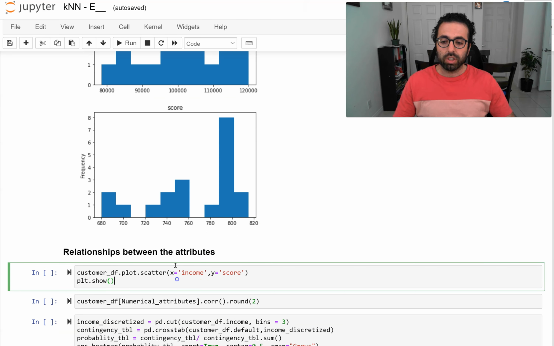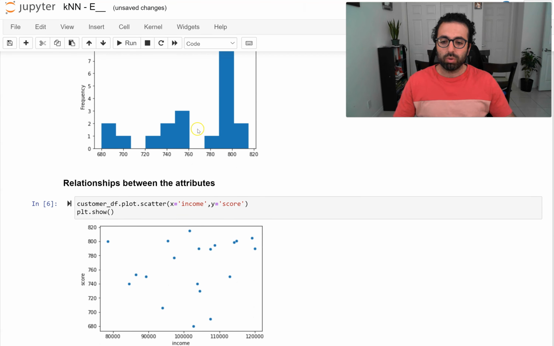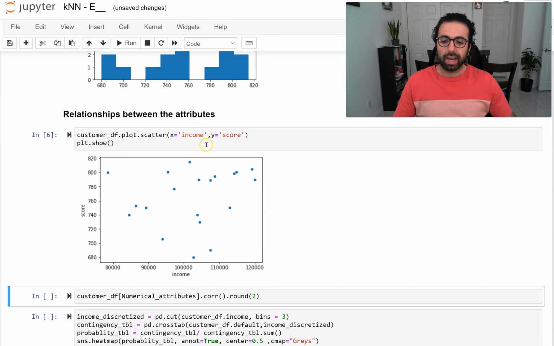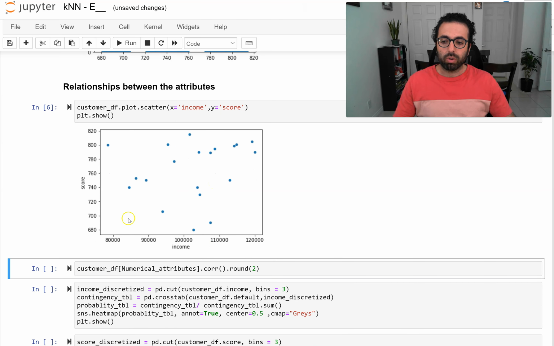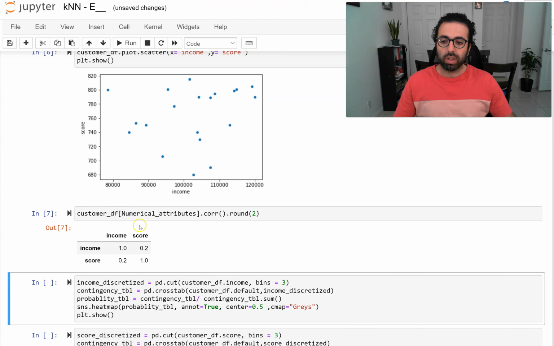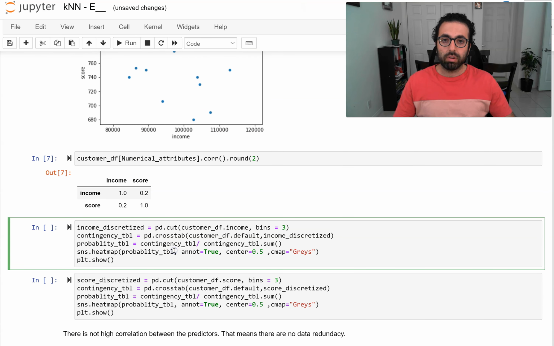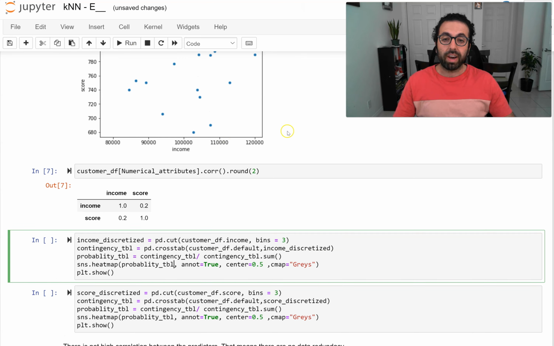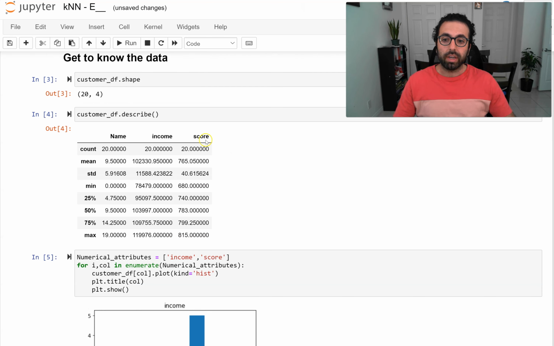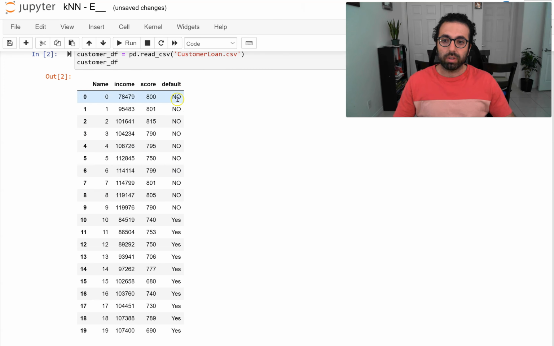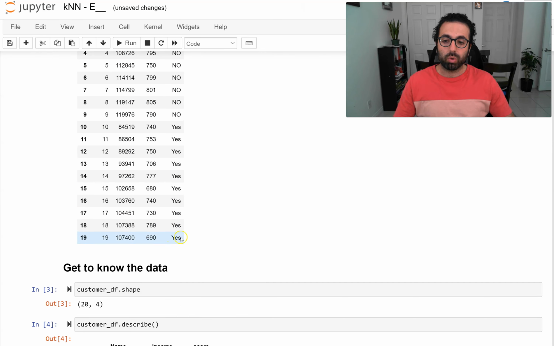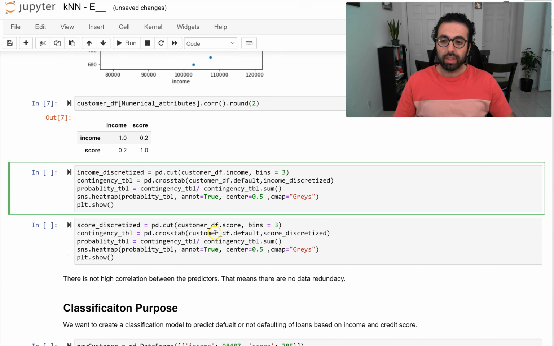So we can also see the relationship between our attributes. If we were to do a scatter plot, we do see that there is not much of a correlation between the income and the score. And if we also do the correlation, we see it's around 20%, which is not that high. We can also see the relationship between the numerical attributes and the categorical attribute. Our categorical attribute here is whether the customer was in default or not, right? So there was a default in the loan payment or not. So that's the categorical attribute.